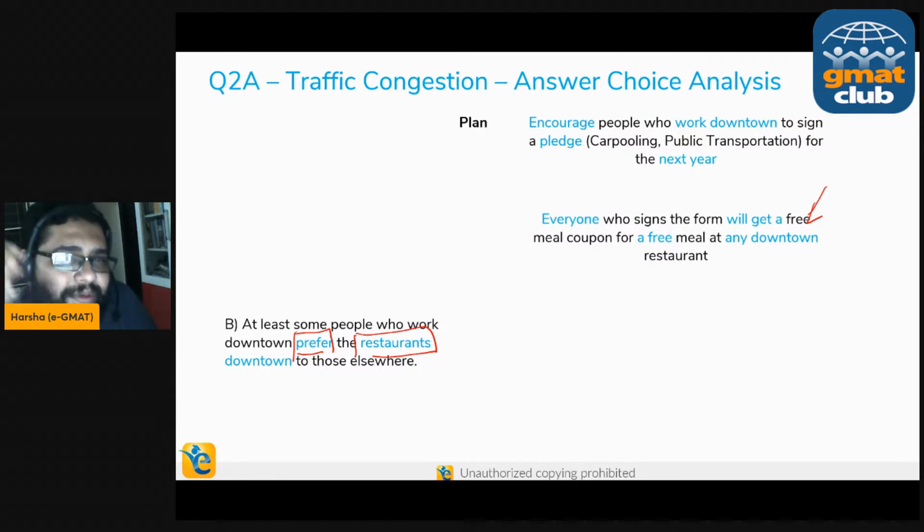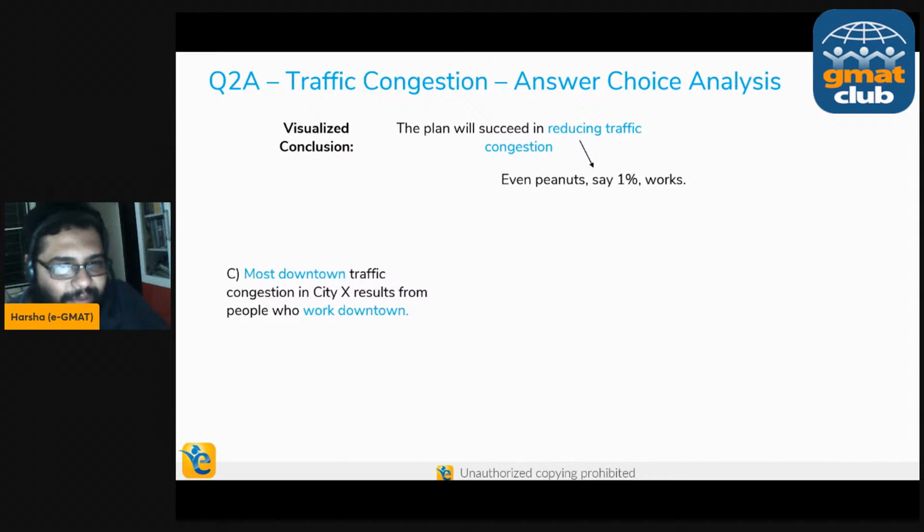Your conclusion is about reduction in traffic congestion. That means whether people will abide by that pledge or not. Option B, therefore, should be easy to reject only because it's completely irrelevant. Now let's look at option C. Again, a very interesting answer choice. This was the most popular incorrect choice. Over 20% of you chose this. In 29, 30% of you chose option C.